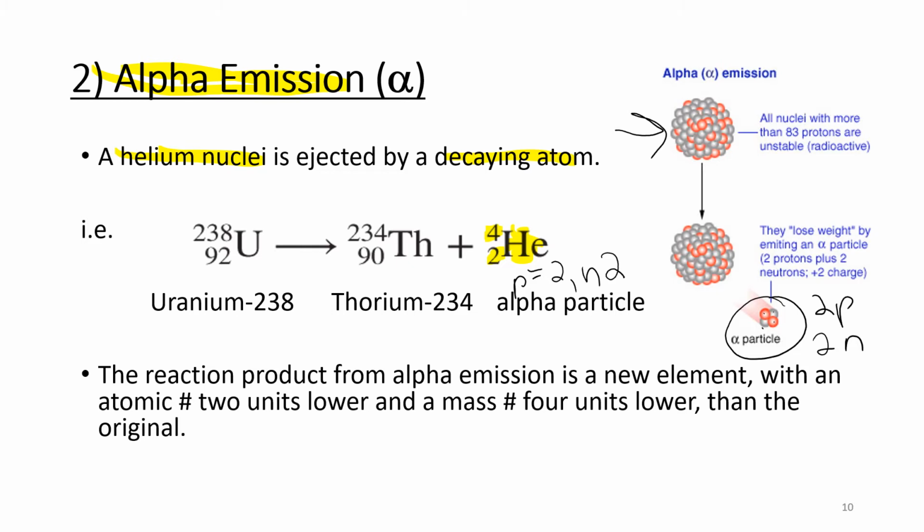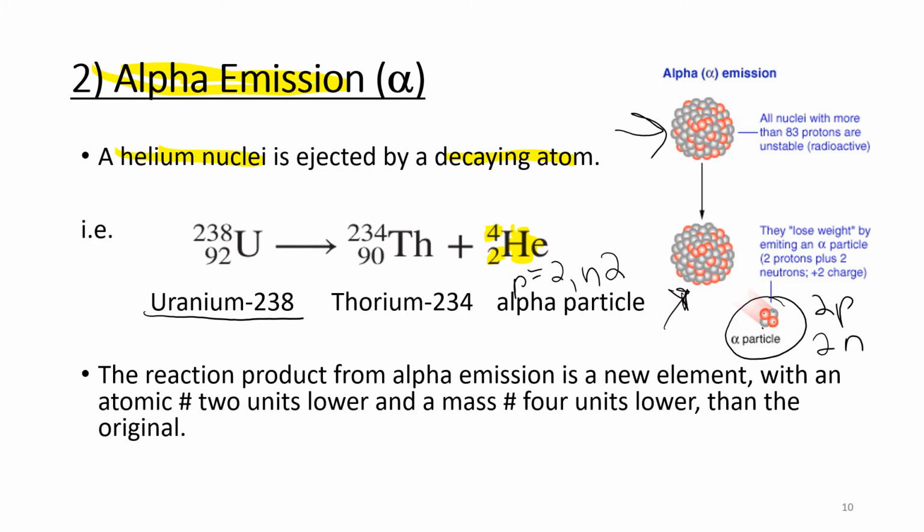And so we end up creating, again, a different element than what we started with. So the radioactive isotope decays into a different element that's going to be more stable, and it's going to have a different number of protons and neutrons than we originally started with. So in our example here, we have uranium-238, which is a radioactive isotope of uranium.